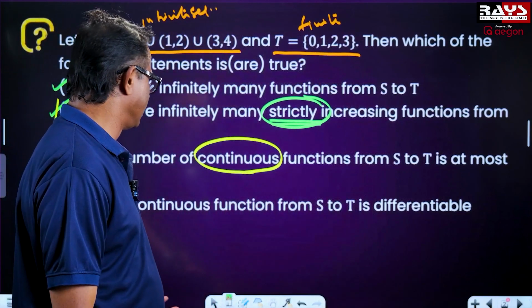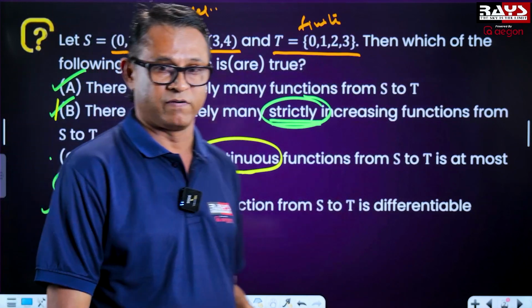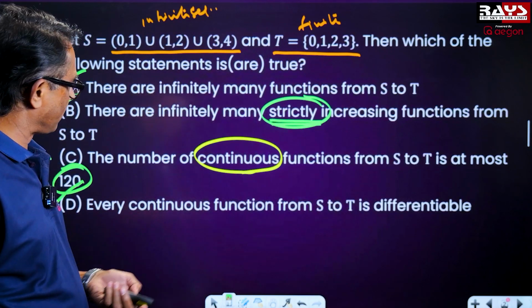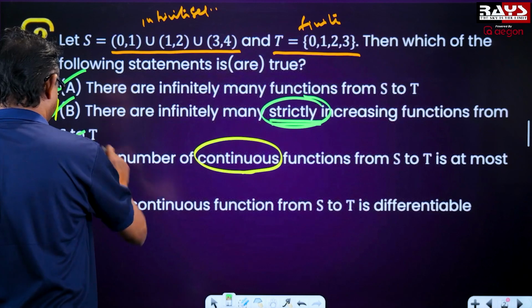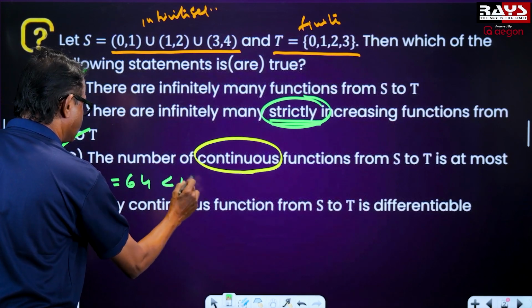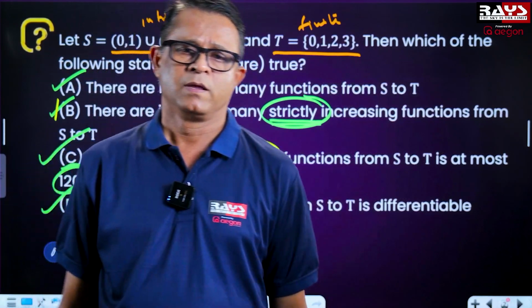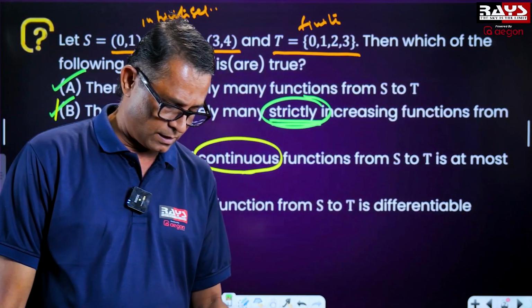I don't know why 120 has been given as the number of functions. Anyway, forget about that. So the statement that the number of functions from S to T is at most 120 is correct only because it is 64, and 64 is obviously less than 120. So for the sake of it, we can say it is correct.